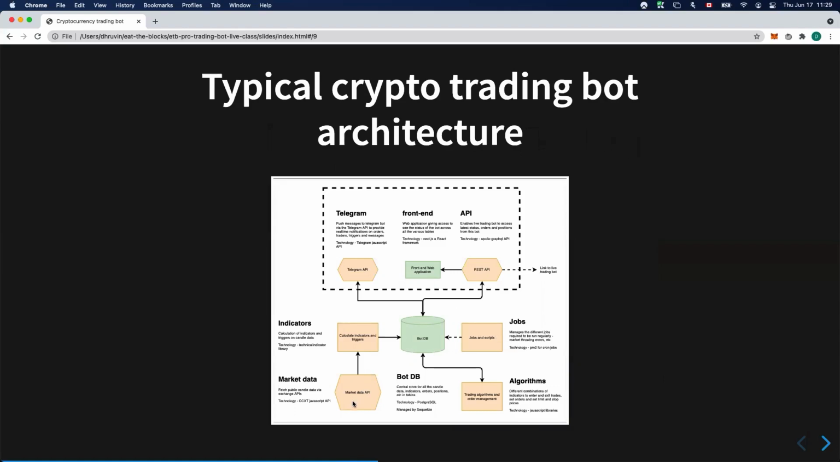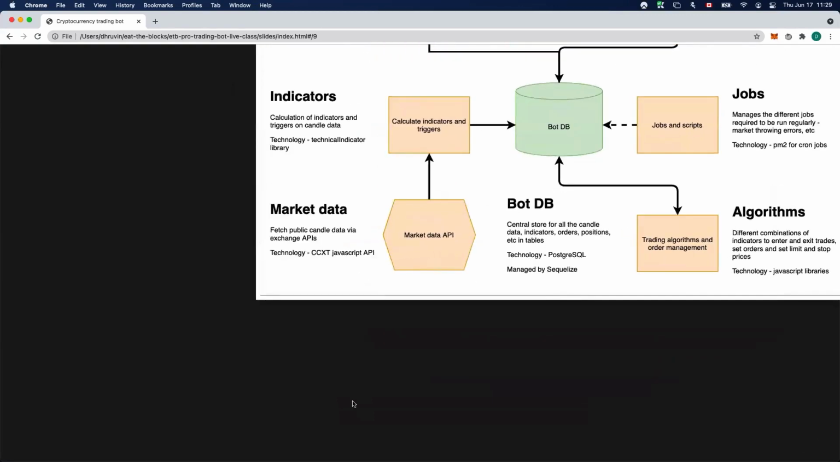So starting with the market data, of course, you need to get the market data. The library that we're going to use to get the market data is what we call CCXT. CCXT is a cryptocurrency exchange trading library, and we're going to talk about it in depth in a bit, right?